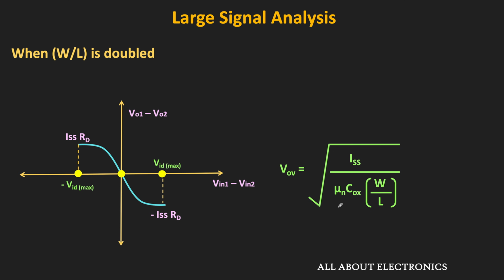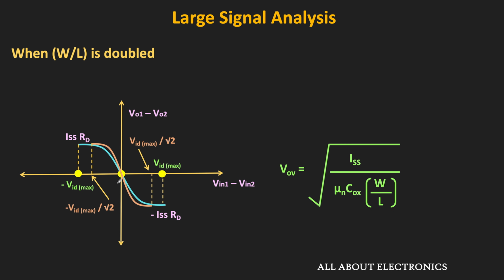As per this expression, when the W by L is doubled, the new overdrive voltage will reduce by the factor of root 2. That means now the curve will shrink horizontally, and since the ISS is the same, vertically the curve will remain the same. So basically, with the increase in the W by L ratio or with the reduction in this overdrive voltage, the curve will shrink horizontally, and hence the linear region of operation will also shrink.